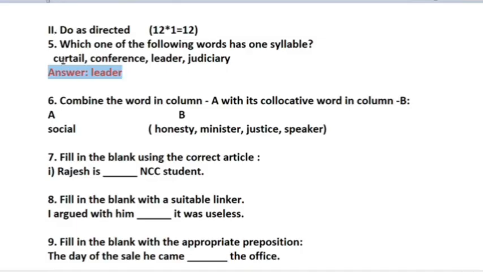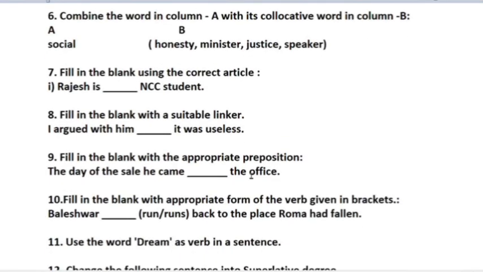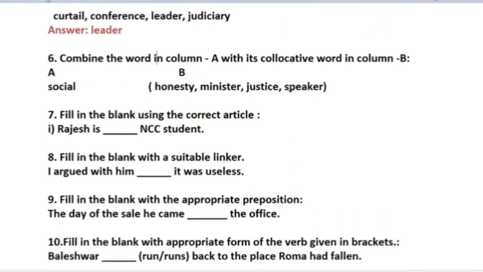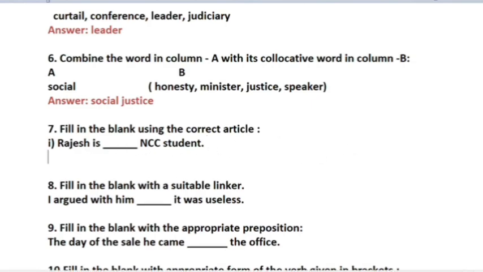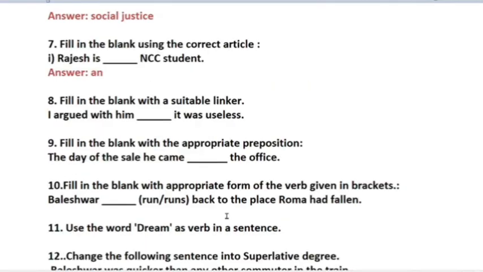Sixth one, combine the word in column A with its collocative word in column B. So in column A, social. In column B, honestly, ministers, justice, speaker. Answer is social justice. Seventh, fill in the blanks using the correct articles. Rajesh is dash NCC student. Answer is Rajesh is an NCC student and is a correct answer.